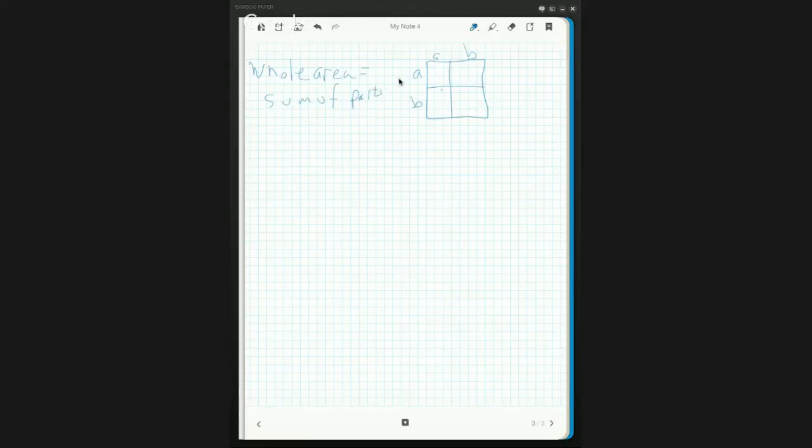Now notice, in this case, we have 4 parts. In our other examples of distribution, we either had 2 or 3 parts. Here we have 4 parts. But we know that we're going to look for the whole area, which equals the length times the width. The length is A plus B.